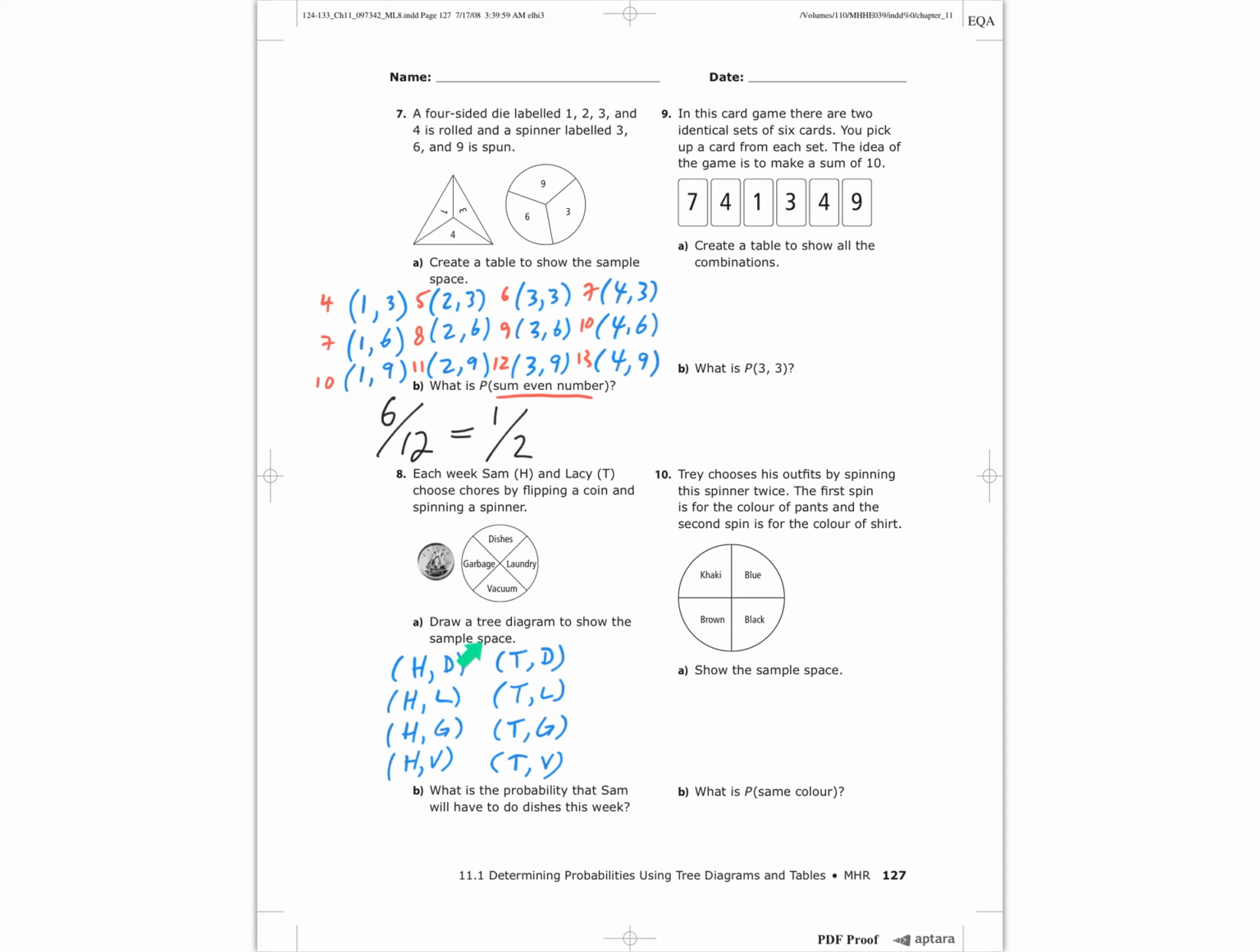On the other side, if Lacey flipped tails, then she's going to have tails, tails, tails, tails, followed by, again, each of these unique outcomes on the spinner. Dishes, laundry, garbage, vacuum. So these are all the unique things that can happen. What's the probability that Sam will have to do dishes this week? So, how many of these outcomes have Sam, represented by heads, doing dishes? 1. And how many things are there in total? 8. So there is a 1 in 8 chance that Sam will have to do dishes this week. Okay, let's take a look at the next column here.